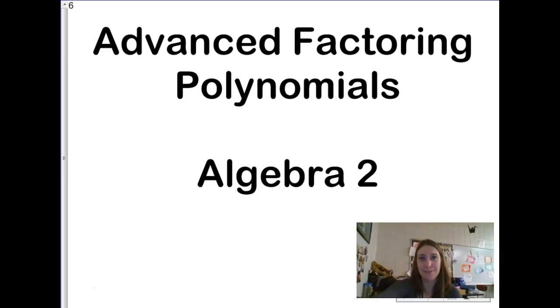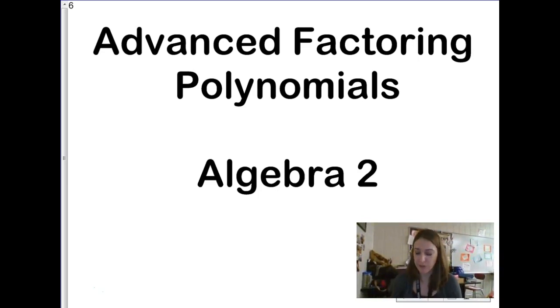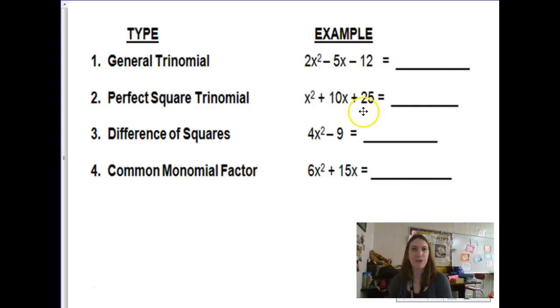And advanced doesn't necessarily mean more difficult. There's going to be a couple patterns that we're going to be using. So never fear, we'll get through it. First, we're going to review some old factoring from last semester.